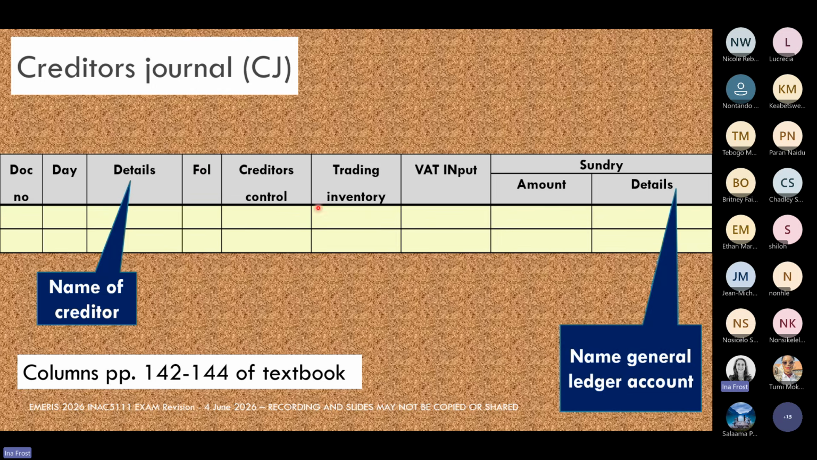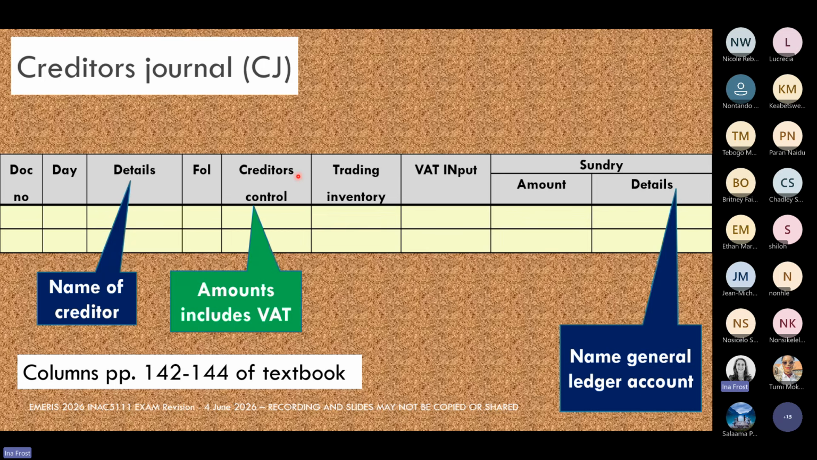The next one, you see there's another details, and this time around there's a details on this side of the creditor's journal. Now, how do the details here differ from the details over here? So in this second details, I'm looking for the name of a general ledger account. Okay, so in the first details, I'm looking for the name of the creditor. And in the second details, I'm looking for general ledger account names.